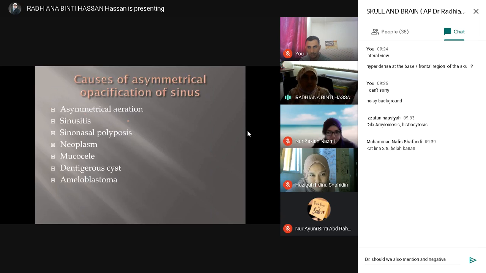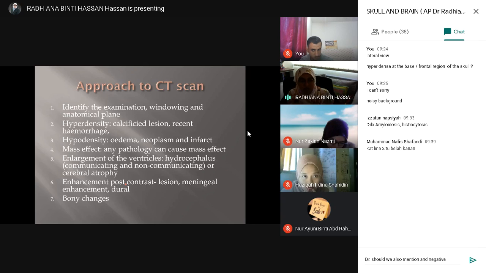Okay. So if you see asymmetry or opacification of the sinus, think about normal asymmetrical aeration. Think about infection, sinusitis. Think about sinonasal polyposis or polyps. Think about other types of neoplasm, mucocele, dentigerous cyst or ameloblastoma. Okay. So next we are going to go to CT scan, okay?